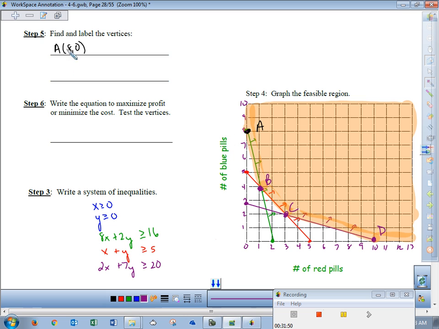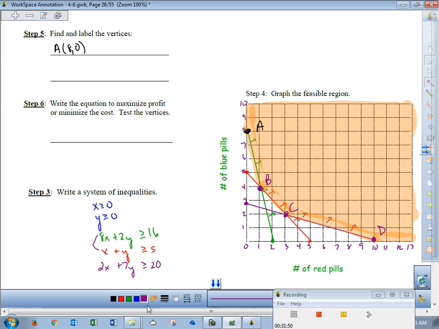He's at 8, 0. This is why I like the color, because to find B, B is where the red and the green are intersecting each other, and it kind of looks like they're intersecting at 1, 4. But it also kind of doesn't look like they're intersecting at 1, 4. There's only one way to know for sure if they intersect at 1, 4 or not, and that is to solve the system between the green guy and the red guy.